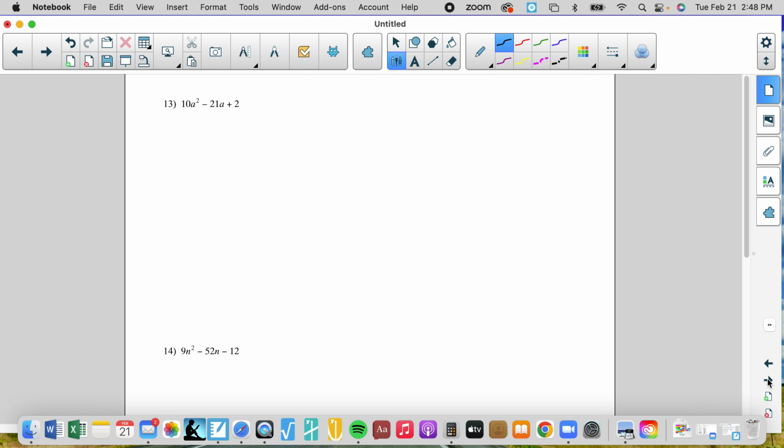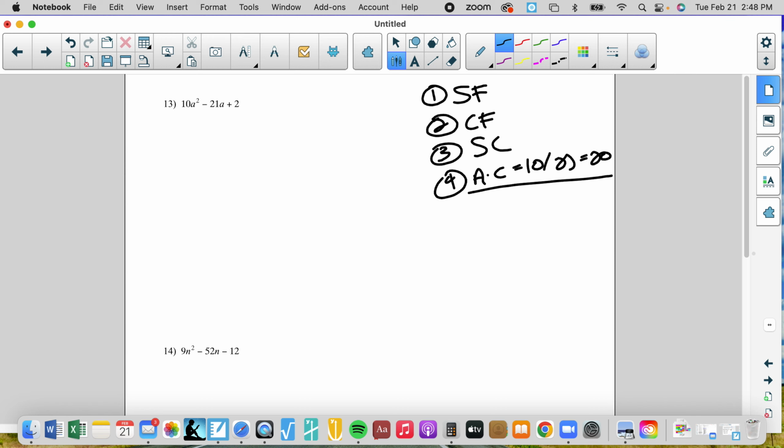13, standard form, yes. Common factor, close. Special case, not even close. A times C, 10 times 2 is 20. 1 and 20, 2 and 10, 4 and 5. Signs are the same, both negative. Negative 21 is my middle.